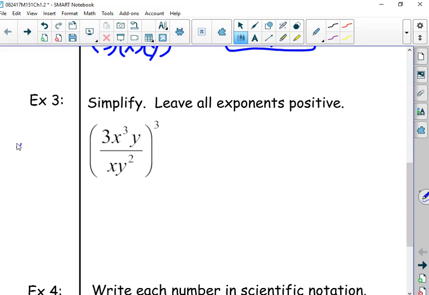Okay, we've got things going on in both the numerator and the denominator. First thing I have to do is apply that outside exponent, though. So 3 to the third, x to the third is x to the 9th, y to the third, and then again x to the third in the denominator, and y 2 times 3 to the 6th in the denominator.